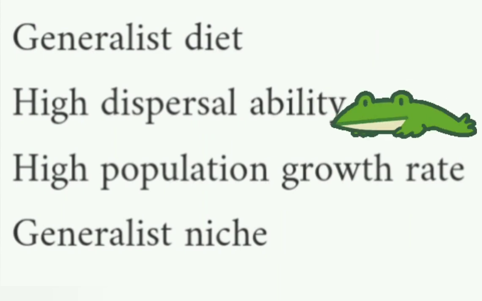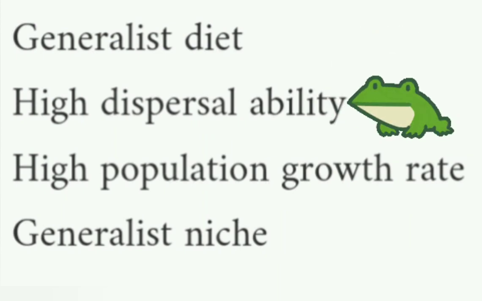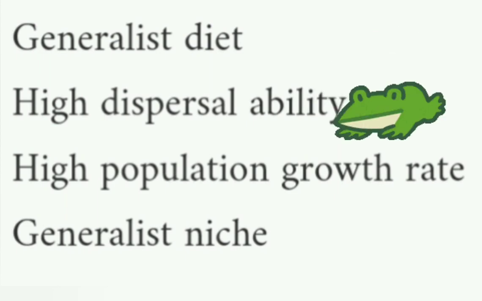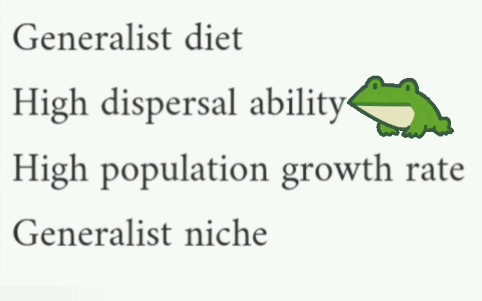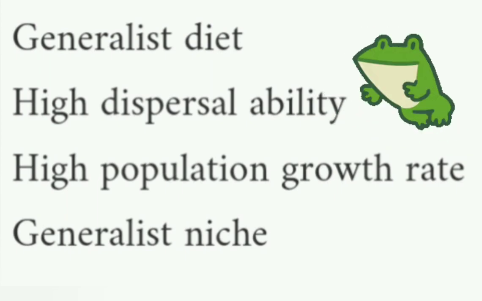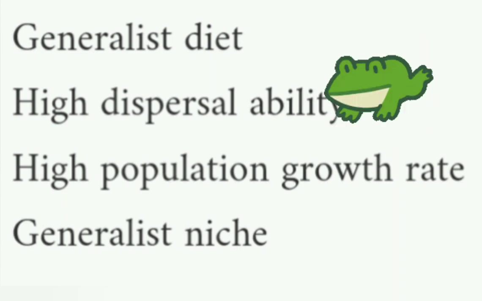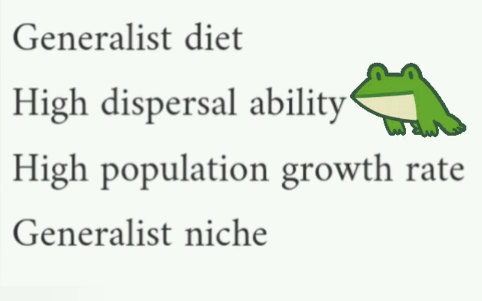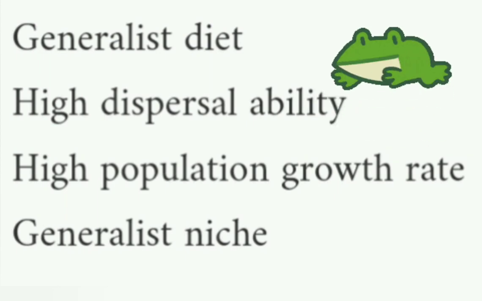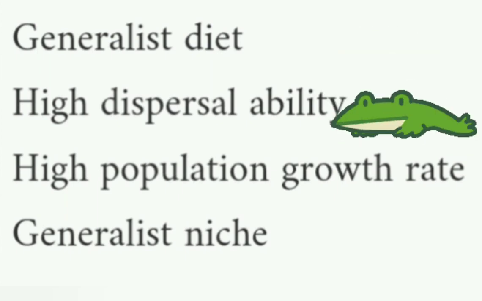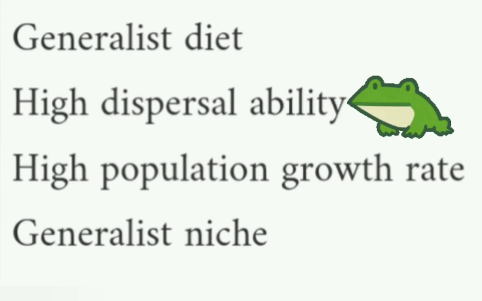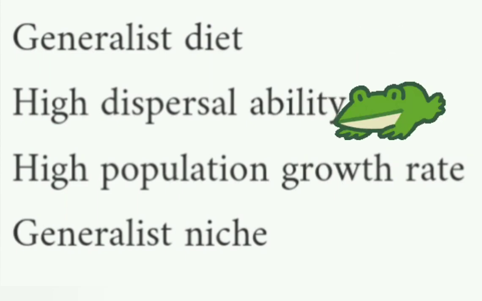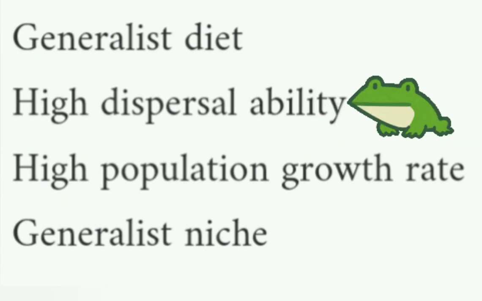Diet is generalized. That means it's not fixed that this particular animal will only have this particular type of food. For example, rats feed on a huge range of food items, isn't it? So their diet is not fixed, it's general. High dispersal ability, high population growth rate, and very important, generalized niche. Generalized niche in the sense they can live anywhere.